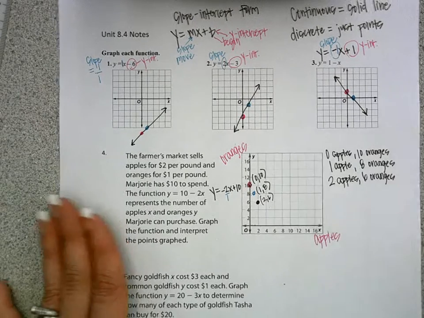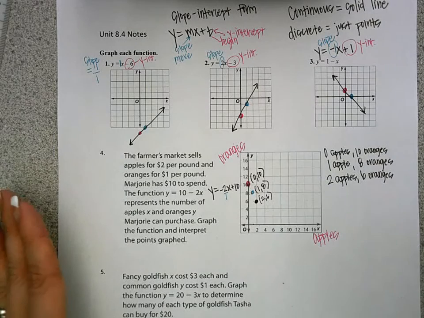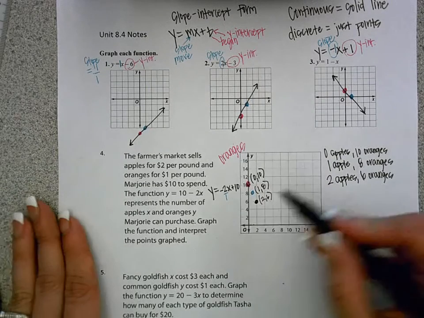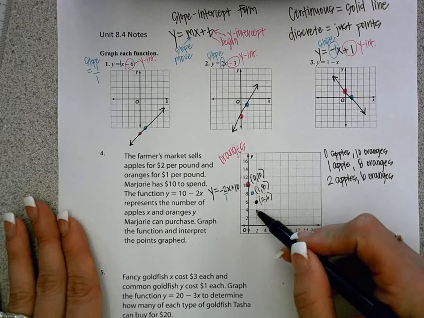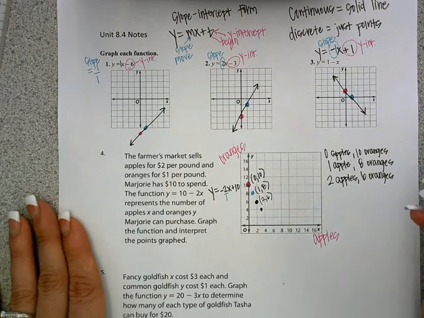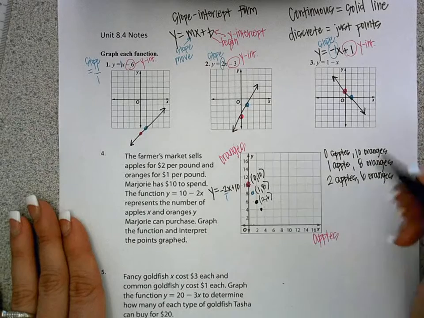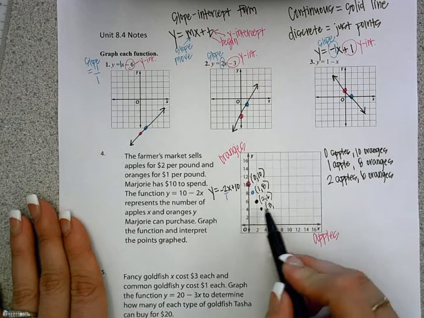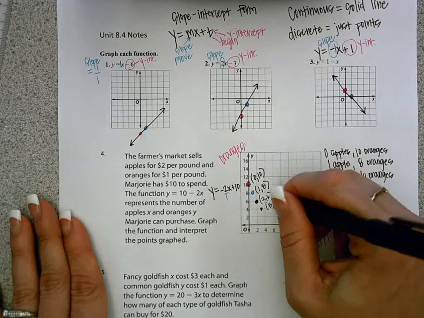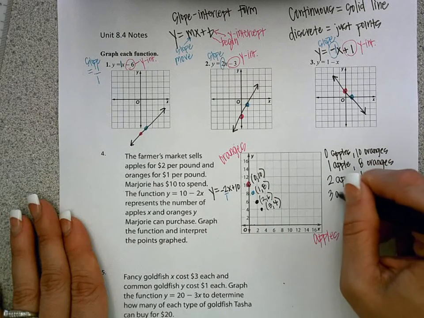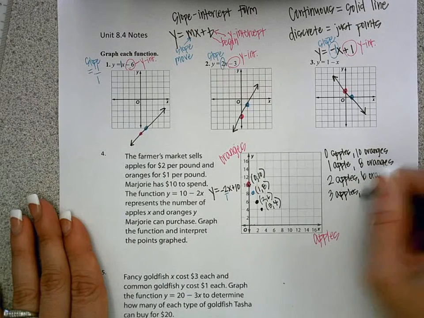Are you done yet? How do you know when you're done? When you get to 0. Okay? Your next point would be what? Go down 2 over 1. What would be your next point? What's halfway in between 2 and 4, sorry? 3. And what point is this? Over 3, up 4. So what does that tell you? She could buy 3 apples and 4 oranges.